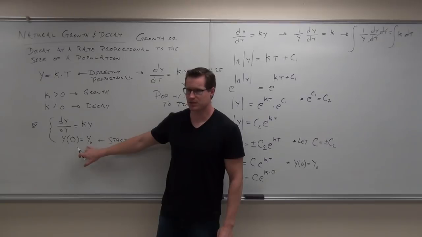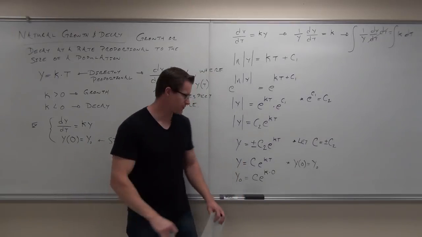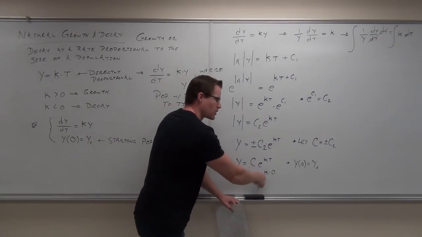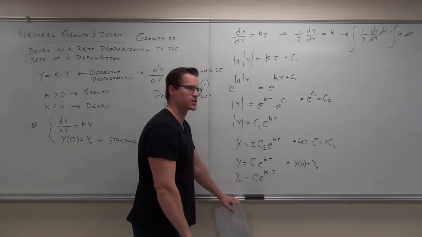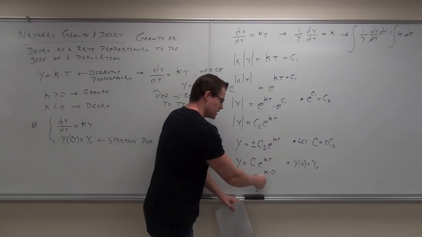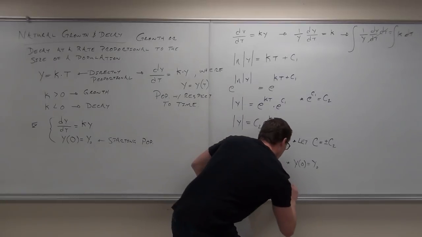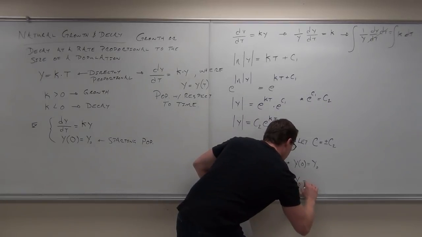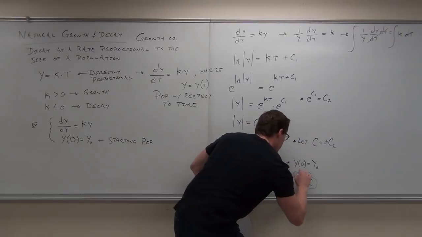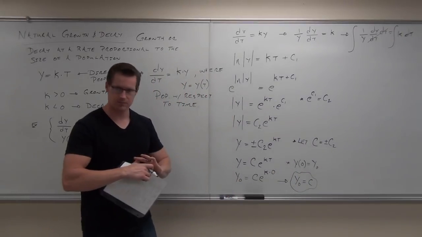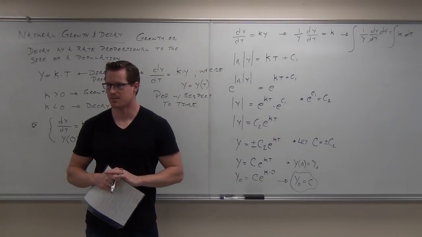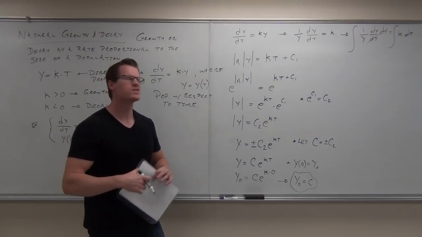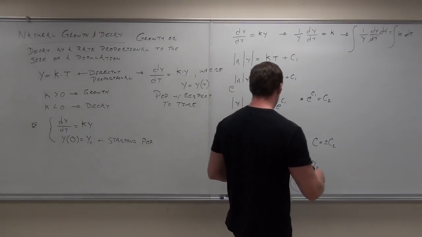I'll explain this in just a bit so it makes absolute, perfect, concrete sense for you. What's going to happen to our e to the k times 0? How much is that going to be? 1. So this is 0, e to the 0 is 1. Therefore, what we get is y sub 0 equals c. Does that make sense? Let's go one step further. We're going to finish this thing off.